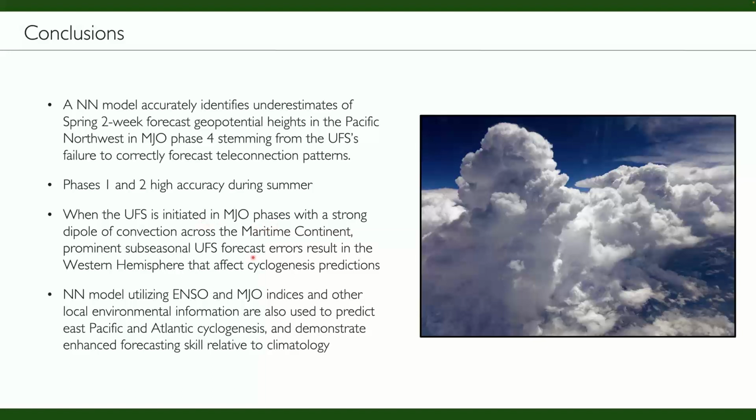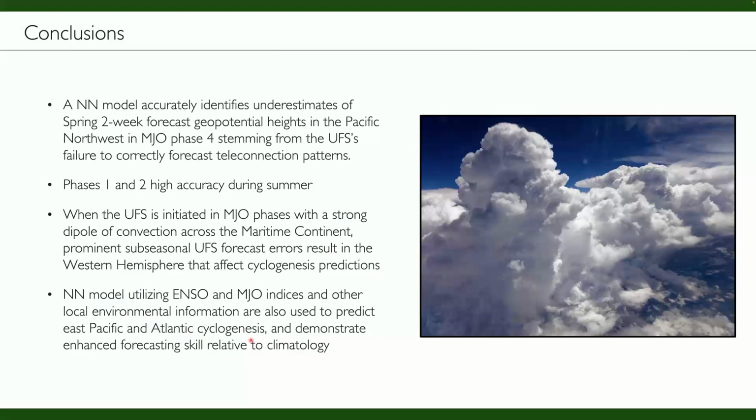Secondly, I showed that when the UFS is initiated in MJO phases that have a strong dipole of convection across the maritime continent, this results in substantial Western Hemisphere forecasting errors at subseasonal timescales that can affect tropical cyclogenesis predictions over basins like the Eastern Pacific and North America. A moist static energy budget showed that the vertical structure of convection is likely associated with some of these errors, and the tendency of UFS is to strongly persist the MJO in the initial condition.